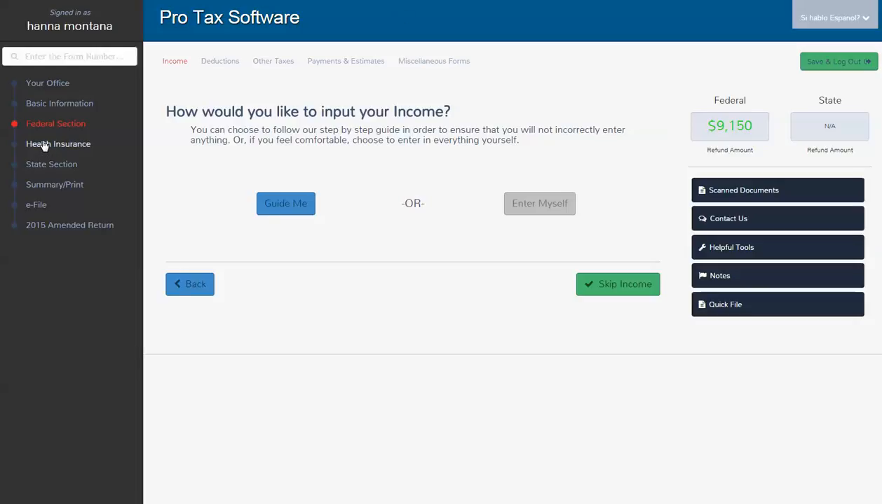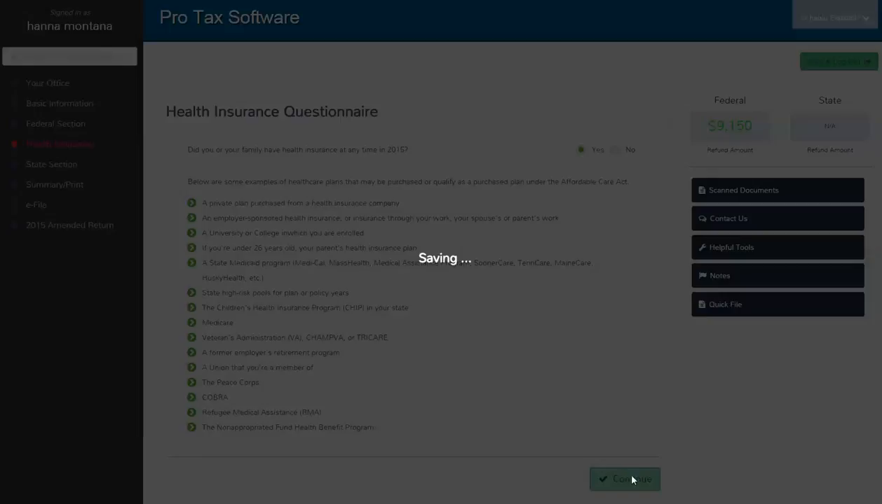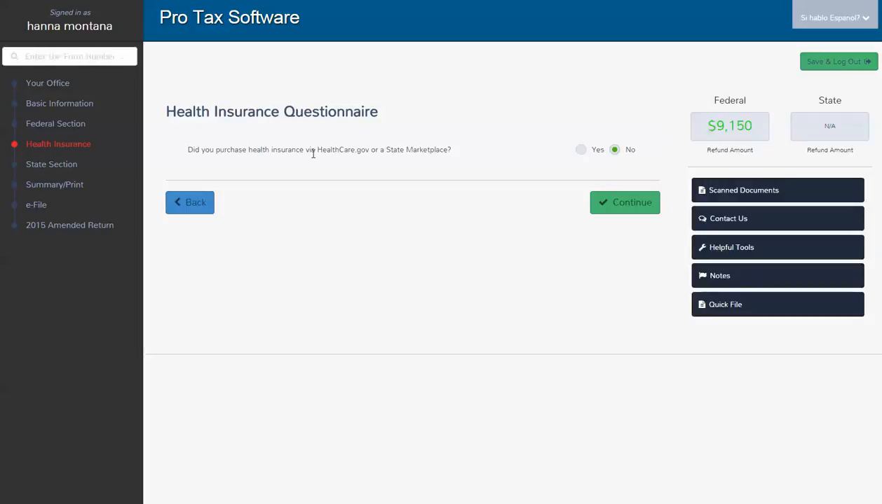Well, first of all, we're going to click on health insurance. We created its own tab. It's its own little module. Very, very simple. And the first question is, did you or your family have health insurance at any time in 2014? We're going to say, yes, we did. Click continue. Did you purchase this through healthcare.gov or the state marketplace?